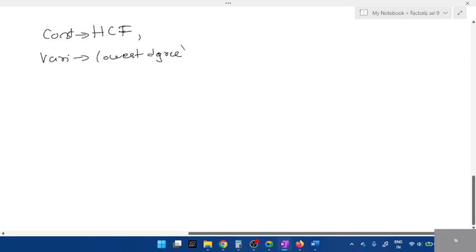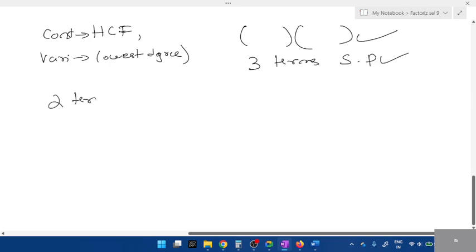Okay, next. If four terms are there, how many terms do we group? Have to group two terms. This is what we studied in the first exercise. If there are three terms, how do you solve? Which method do we use? Sum and product. This is the second exercise. Next exercise, only two terms will be given.